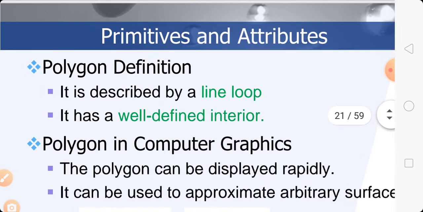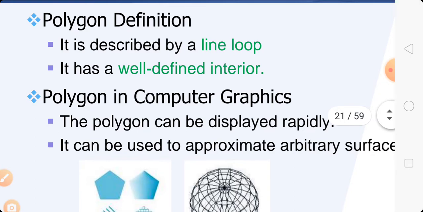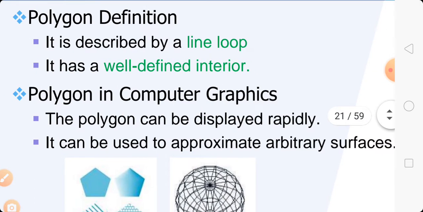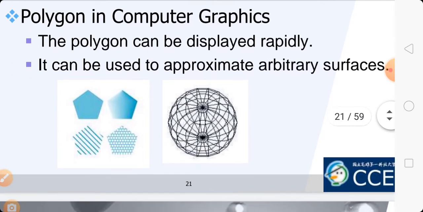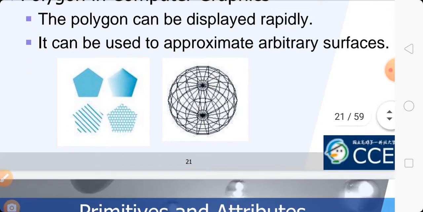Now the polygon definition: it is described by a line loop. It has a well-defined interior. Polygons in computer graphics can be displayed rapidly, and they can be used to approximate an arbitrary surface. So you can see in this diagram the polygon in computer graphics, and it is used to approximate the arbitrary surface.